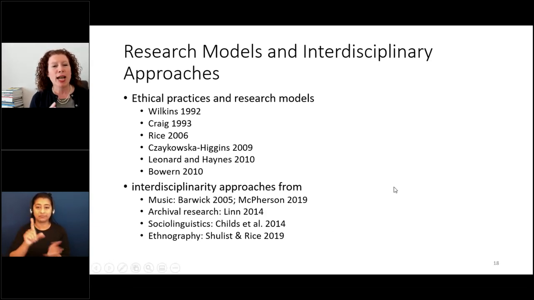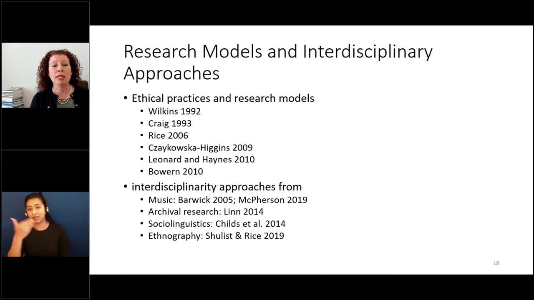So those are, again, a fruitful area of analysis, extrapolating from these case studies to theorize about the ways of conducting research, and methodologies and models for research and ethical approaches. And then interdisciplinary approaches, some example papers in music, looking at language and music in terms of language documentation, Linda Barwick, and that 2000 paper is in LDD, Language Description and Documentation, a journal out of the UK. McPherson 2019 is also another example.